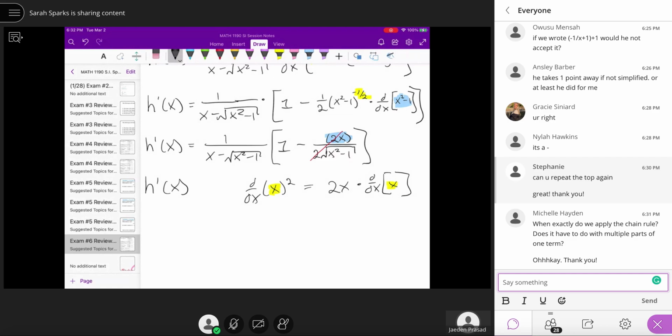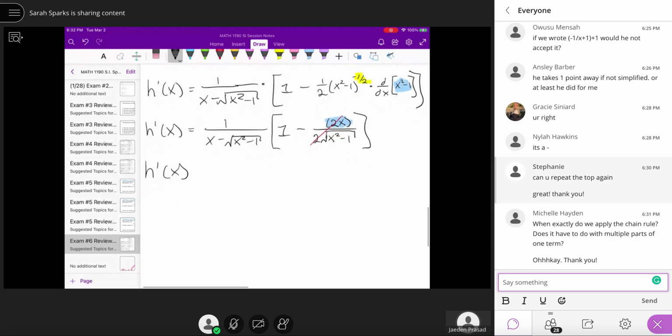Yeah, so it's kind of like if you're thinking, what's my inside function, and then the derivative of that is 1, then you're good. There's no more chain rule. Yeah, no problem. I hope that helped. There's probably a better way I could have explained that, but that's kind of how I think about it.